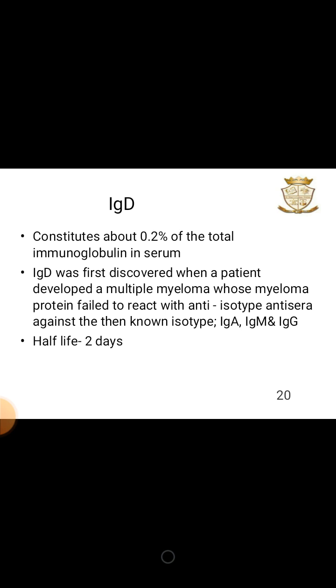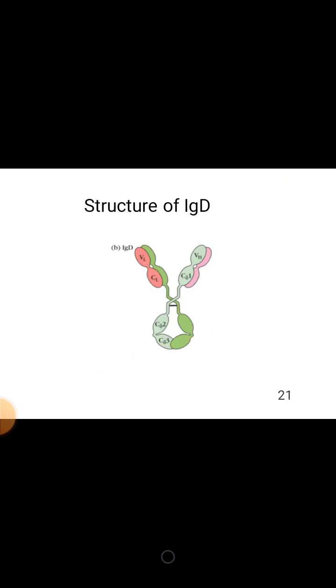Last one is IgD. This constitutes about 0.2% of total serum immunoglobulin. IgD was first discovered when a patient developed a multiple myeloma whose myeloma protein failed to react with antisera against the known isotypes IgA, IgM, and IgG. Its half-life is 2 days. This is the structure of IgD. There are 4 domains.